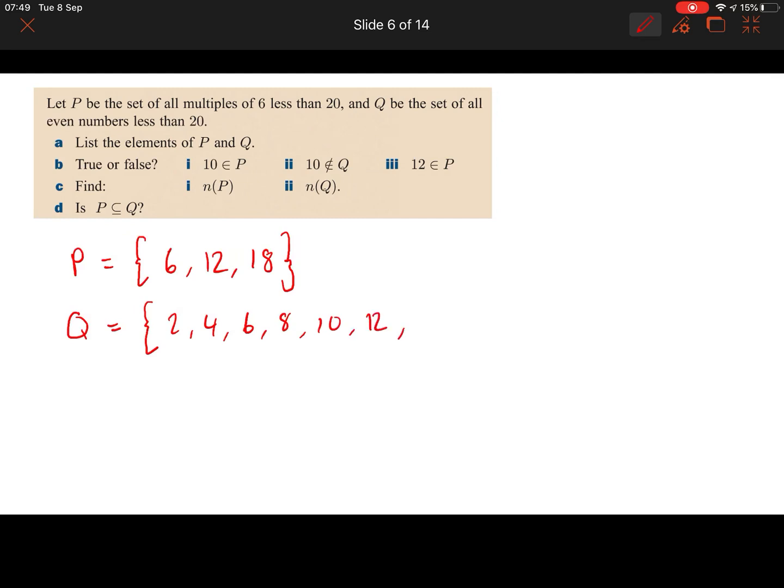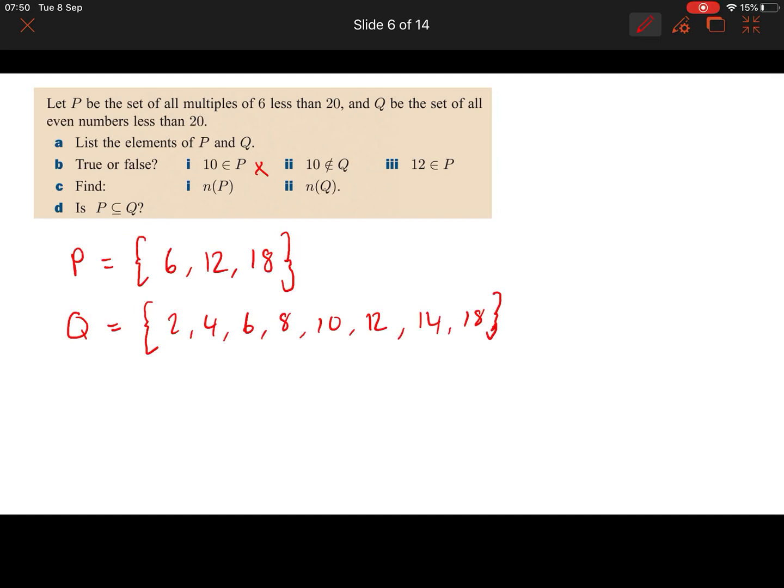Q is even numbers less than 20: 2, 4, 6, 8, 10, 12, 14, 16, 18. That will be it. We can't go to 20 because we said less than 20. I also didn't include 0, which is an even number, because I'm just assuming they meant positive numbers, but I didn't say that. So there we go, I've listed all the elements of P and all the elements of Q.